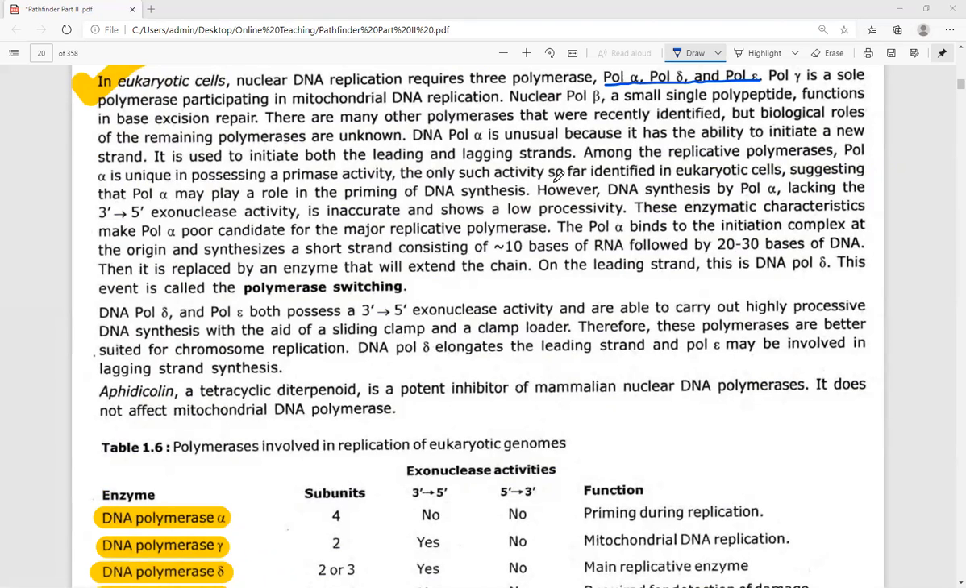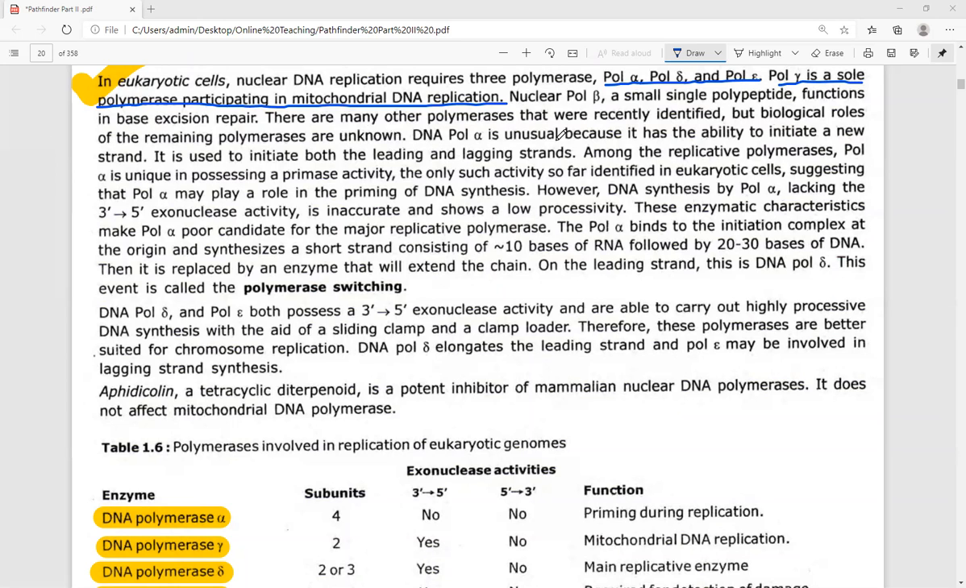Now, DNA polymerase gamma is the sole polymerase participating in mitochondrial DNA replication, in which the mitochondria replicate. Then the next enzyme is polymerase beta, a nuclear polymerase, which is a small single polypeptide subunit. It has diverse biological functions, but the biological roles of the remaining polymerases are not known.